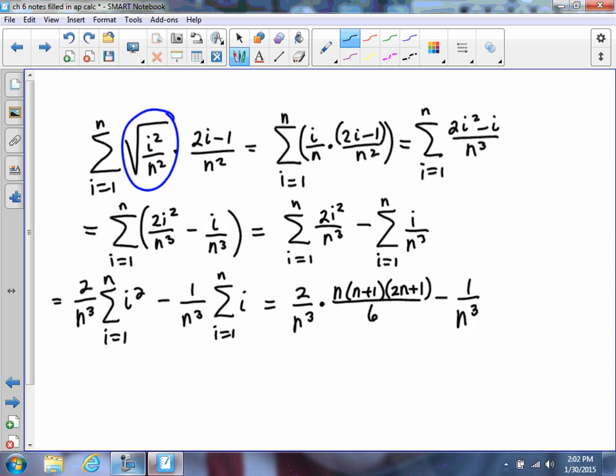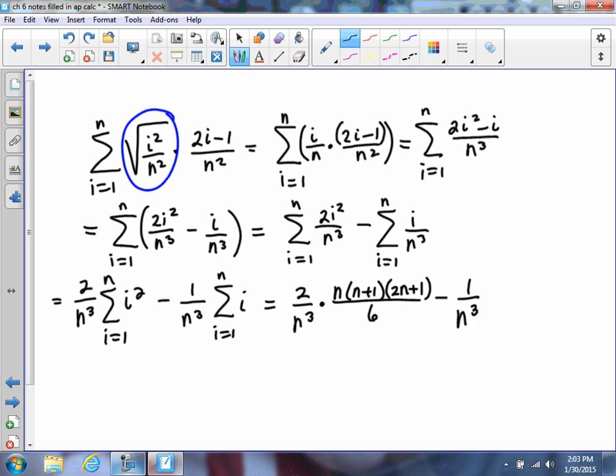It's very difficult. Yes? Is the i squared minus, is that i over n cubed, or is that 1 over n cubed? I over n cubed. Pull out the 2 over n cubed, and then this one is 1 over n cubed, and this one is i over n cubed, because the i is still on the inside.